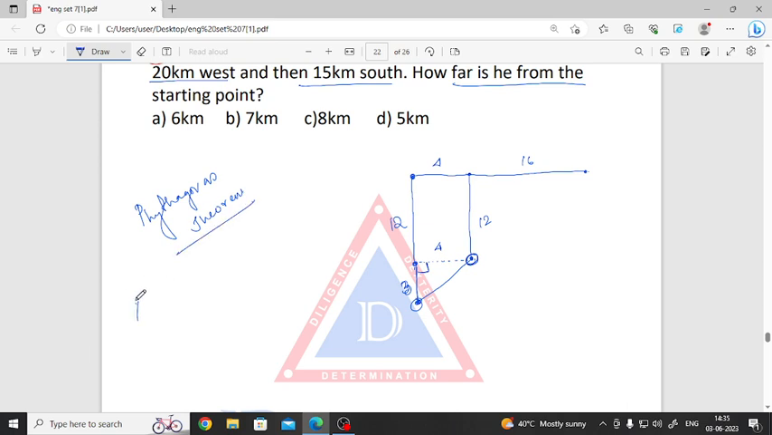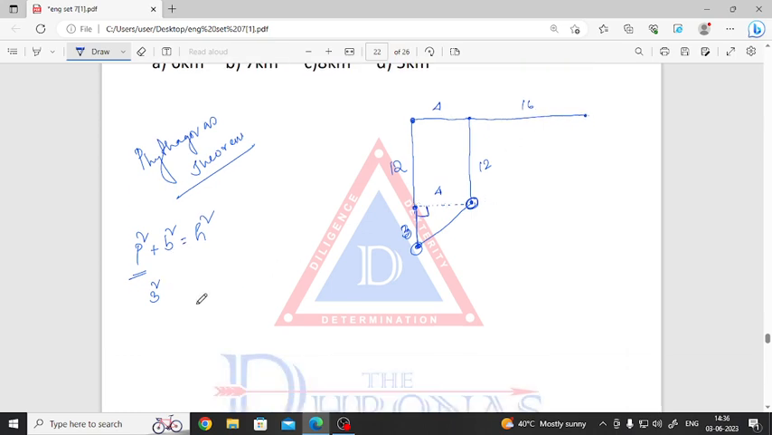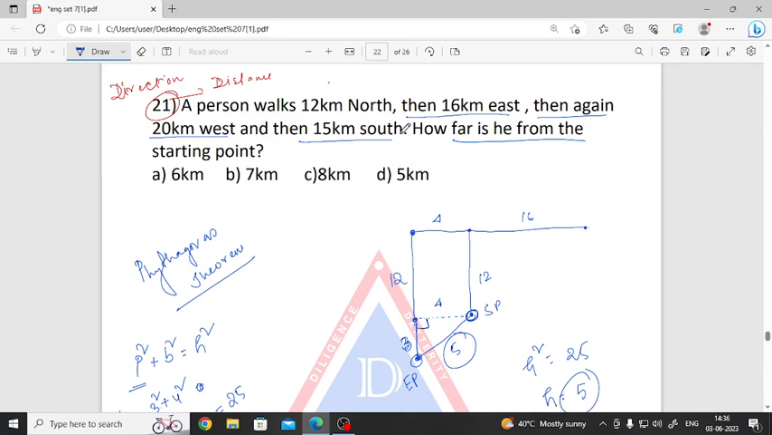We know the Pythagoras theorem. What is the formula? Perpendicular square plus base square gives us hypotenuse square. Perpendicular here is 3, so it is 3 square. Base is 4, so 4 square. And hypotenuse we don't know. 3 square means 9. 4 square means 16, which gives us 25. So h square means 25. What is the value of h? 5. So the shortest distance between the starting point and the ending point is 5. So where is option given? Option number D.